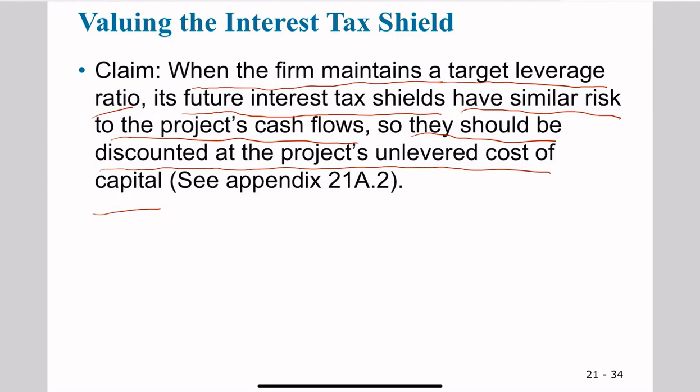If your debt value ratio is constant, then it means your debt will have the same variation as the variation in your value. That is, if your value increases by 10%, then you have to increase your debt by 10% to maintain the constant debt to value ratio. If your debt has the same variation as your value's variation, this implies the risk of your debt should be the same as the firm's unlevered value. So you should use the project's unlevered cost of capital as the discount factor to discount the firm's interest tax shields.